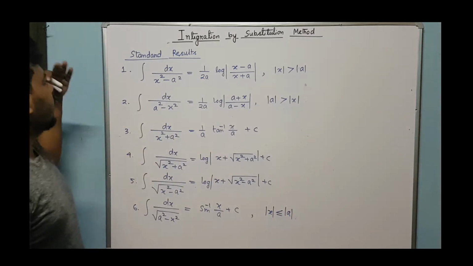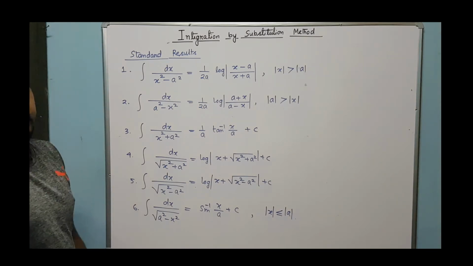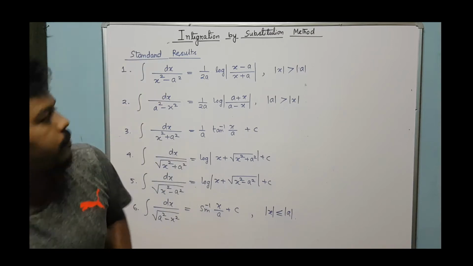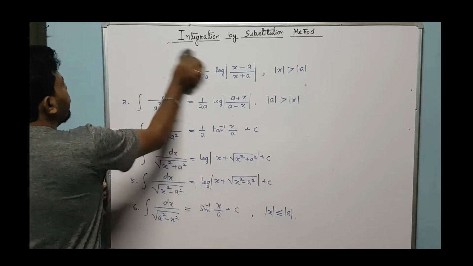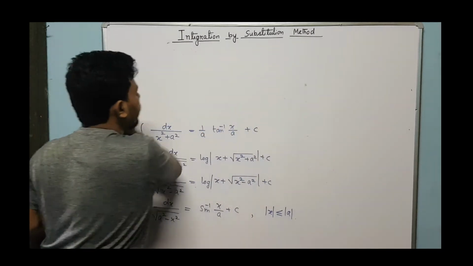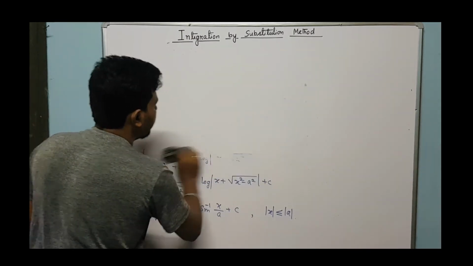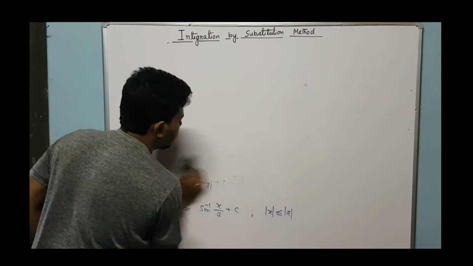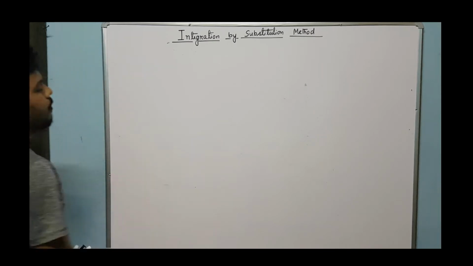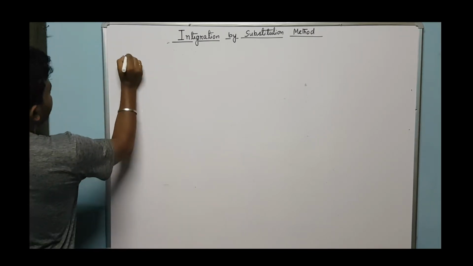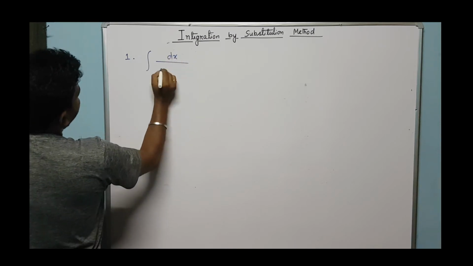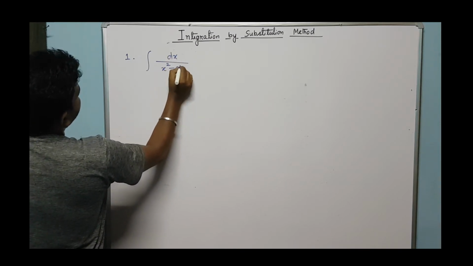These are the 6 standard results. Now we will discuss their proofs. Number 1, integration of dx by x square minus a square.